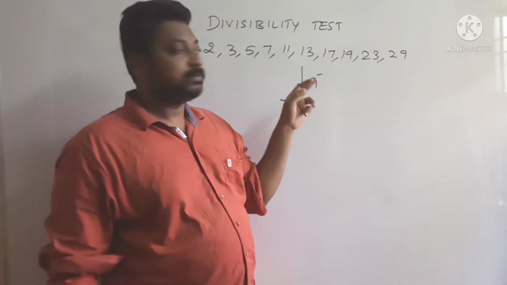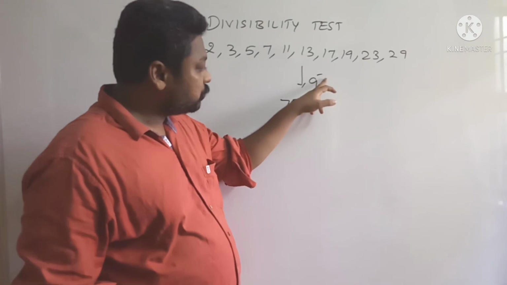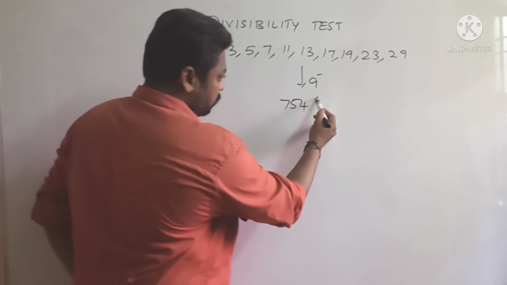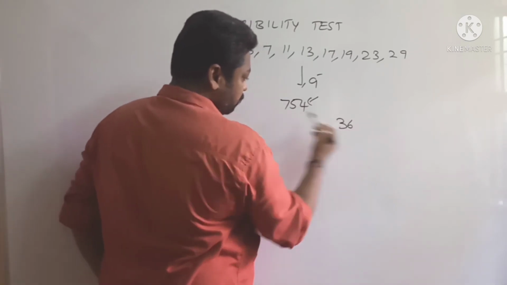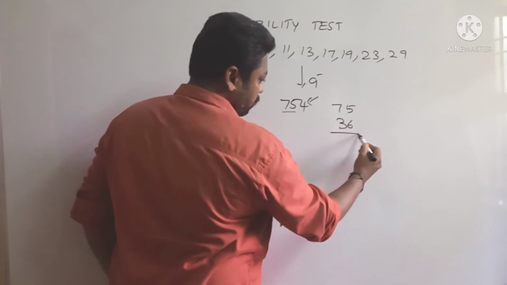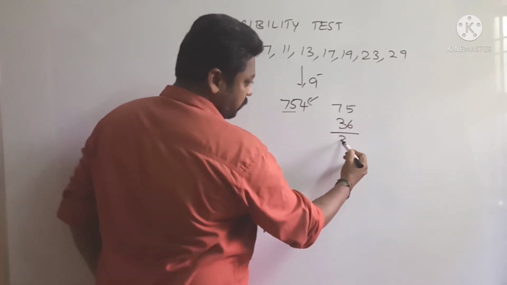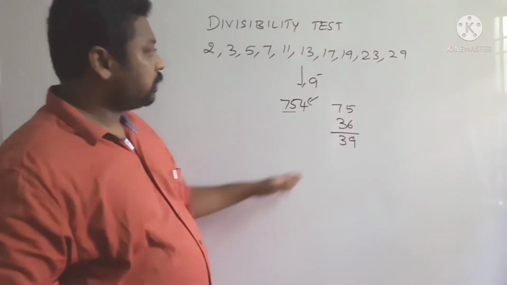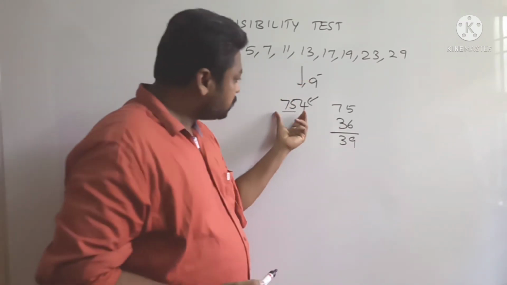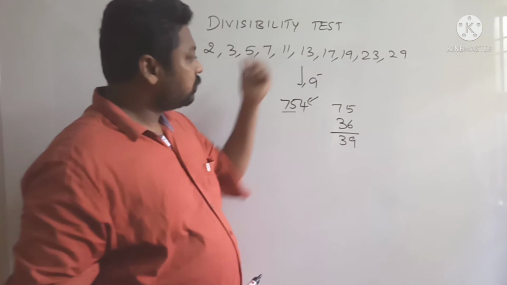The divisibility test for 13 is 9 minus, which means we multiply the units place by 9. So 9 4s are 36, and subtract from the remaining digits, 75. What is this? I think 39, right? So 39 is divisible by 13. Therefore 754 is divisible by 13.